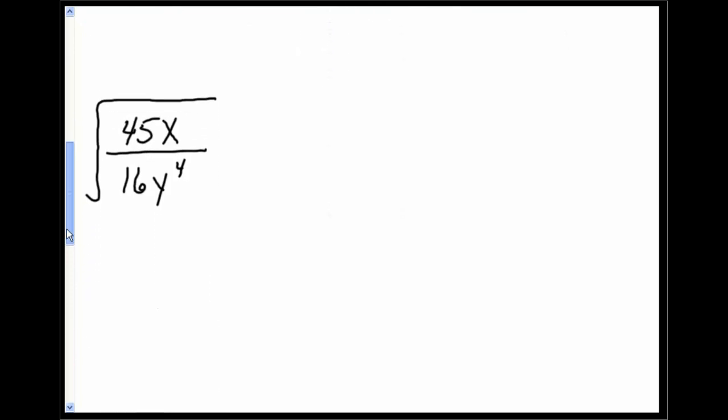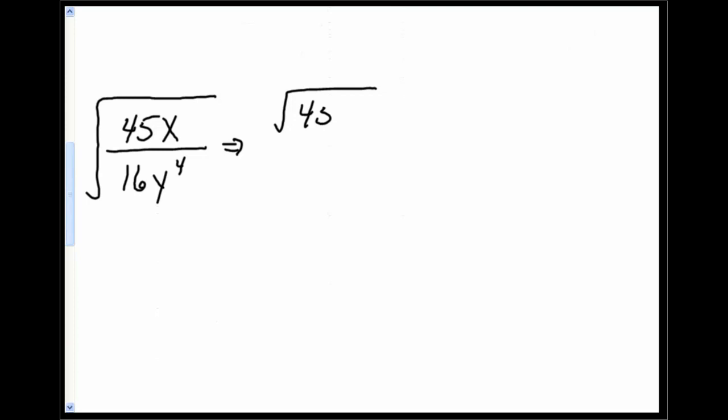Here's a division. Here we have square root of 45x over 16y to the 4th. That can be split into a radical in the numerator, so you'll have the square root of 45x over the square root of 16y to the 4th. All right, now 45. What's the largest perfect square in 45? Well, that's going to be 9. 45 is 9 times 5.